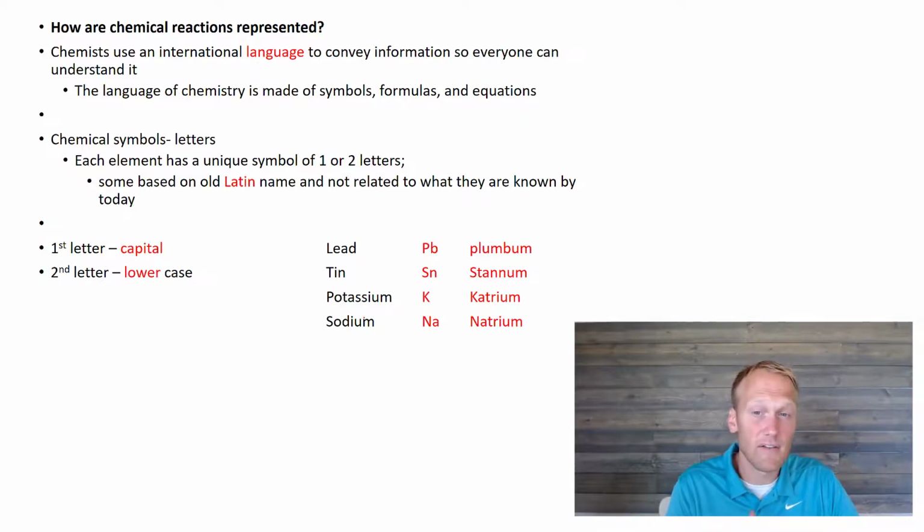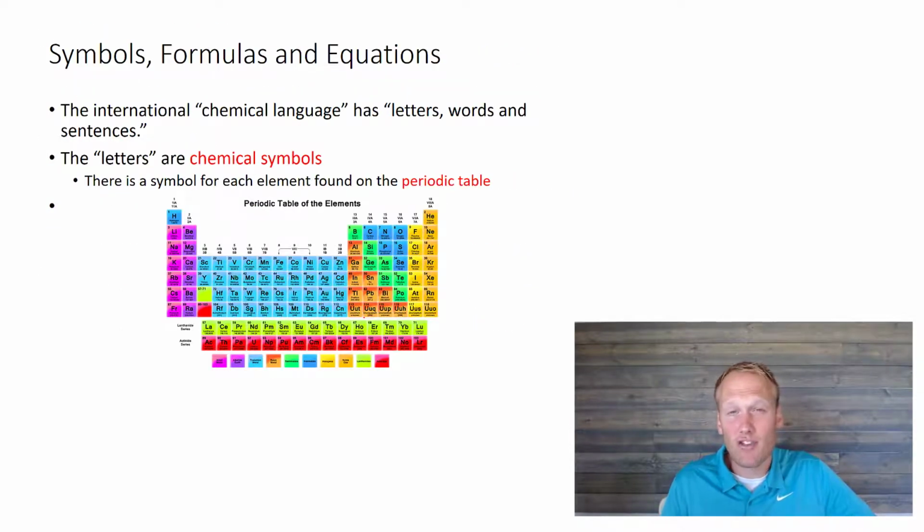The first letter of every symbol will always be a capital letter, and then if there is a second letter, it will be lowercase. That is the correct way to write a chemical symbol. So just like we have 26 letters in the alphabet to help us make words, there are 118 symbols in the chemistry alphabet that helps us explain the chemical reactions that are occurring. And these are all found on the periodic table.